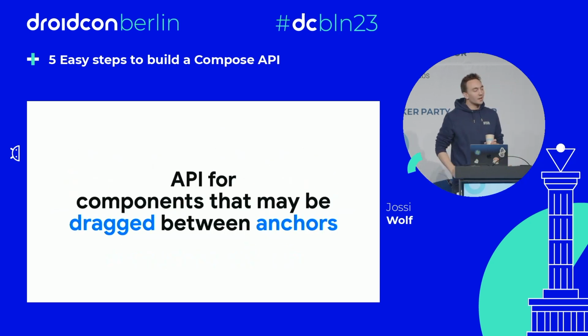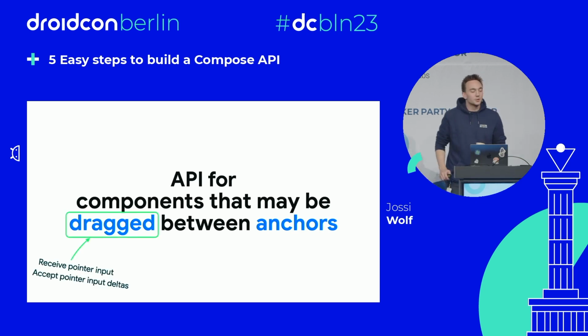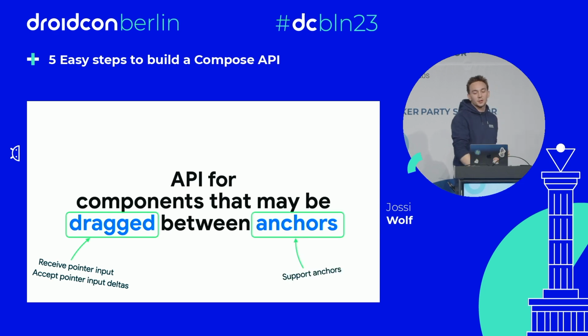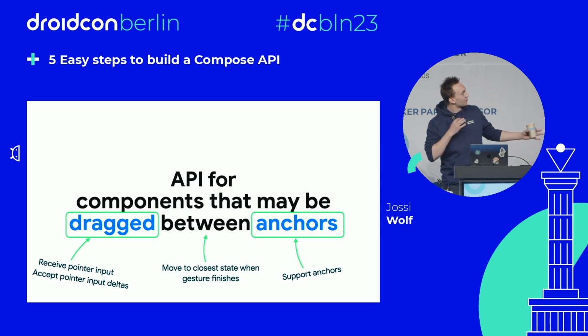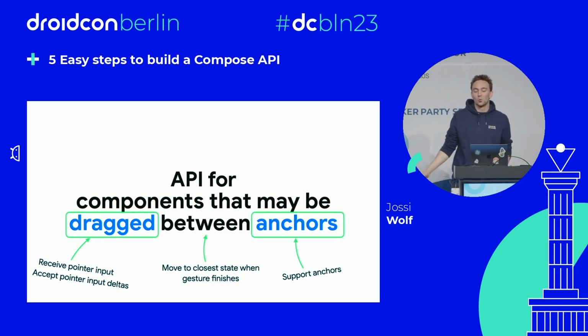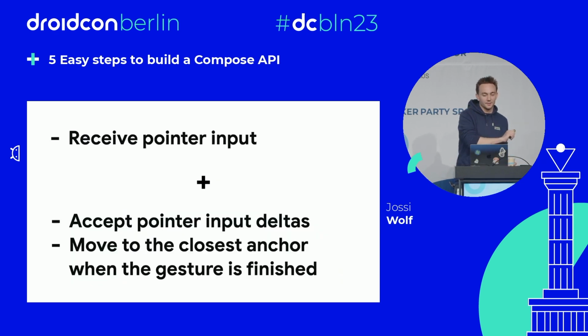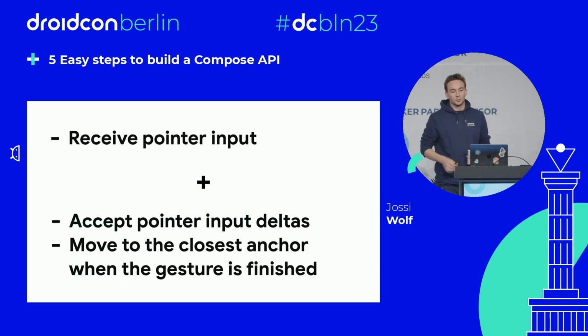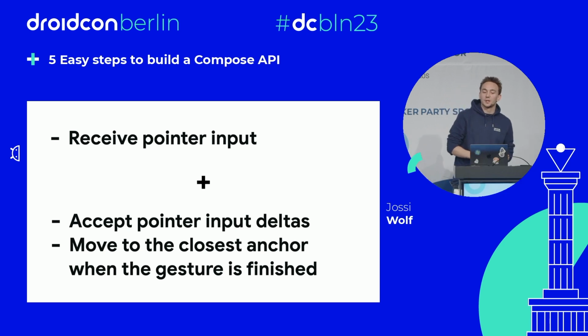So we have a few things here. I said earlier we're going to split this up a bit more, so let's do that. So we have the dragging part, right? We want to be able to, A, receive pointer input, and also then take that pointer input and do something with it. And then we have the anchors. We want to be able to support anchors. And finally, in between, we have the moving to the closest state when the gesture finishes. So we can split those things up again. Let's do that. So we have receiving pointer input, and then accepting pointer input deltas and moving to the closest anchor when the gesture is finished.